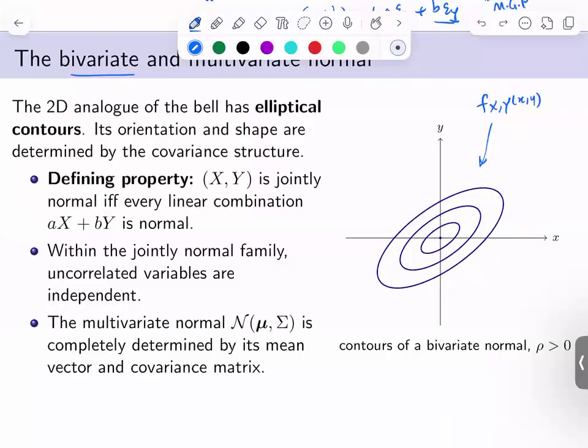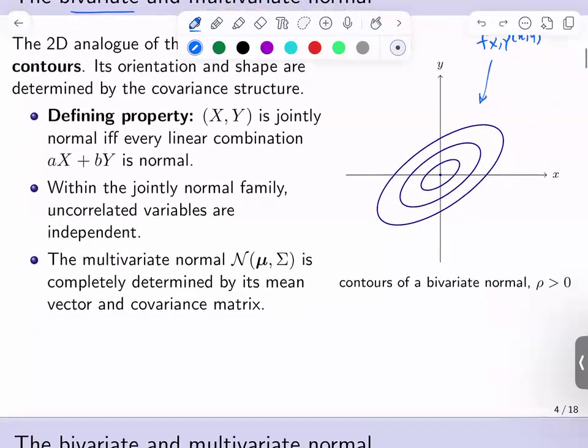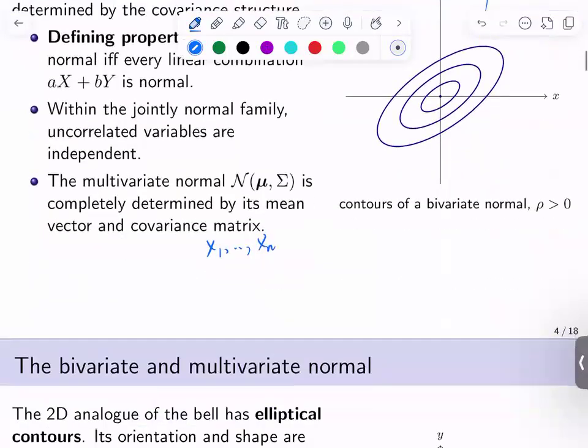And this generalizes to the multivariate case. So if you have multiple random variables X1 up to Xn, they're going to be jointly normal if and only if any linear combination is normal for any set of coefficients. The a_i's are deterministic.